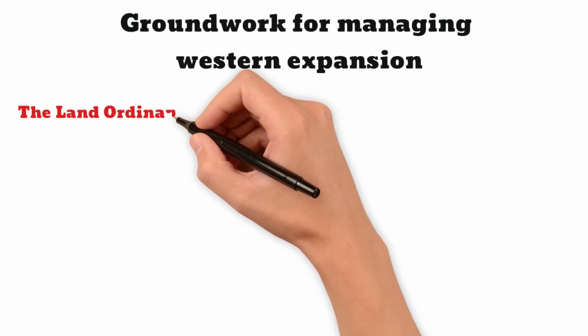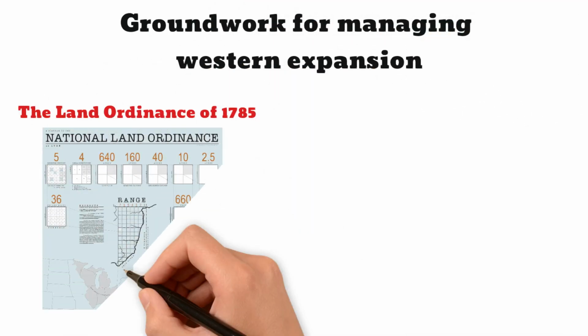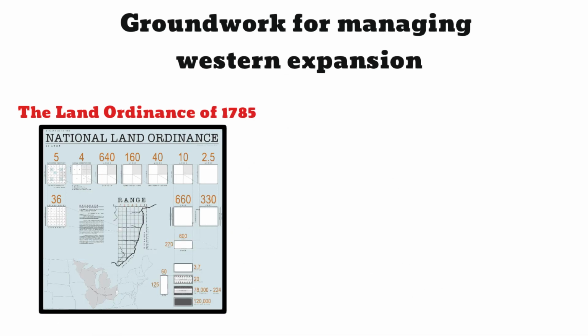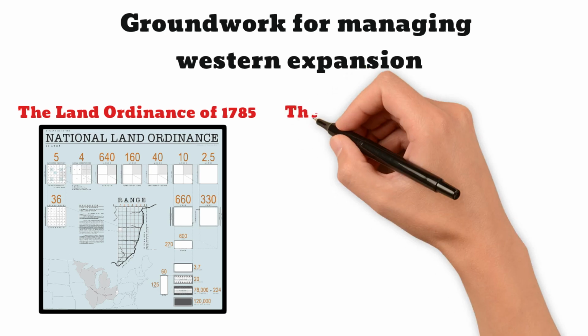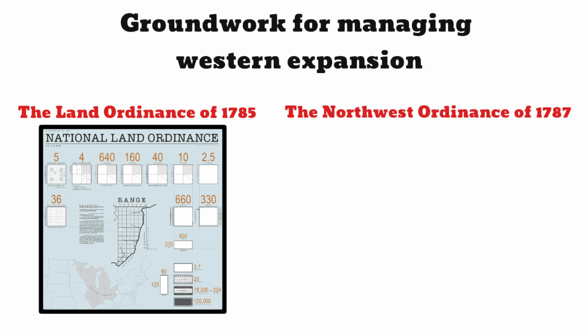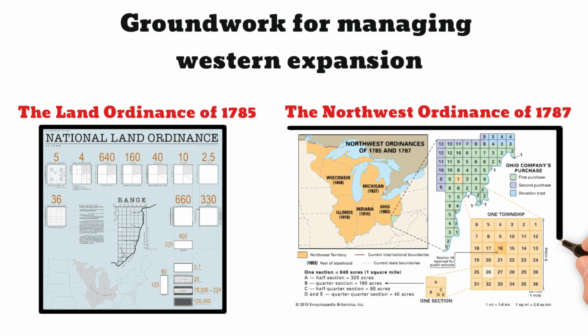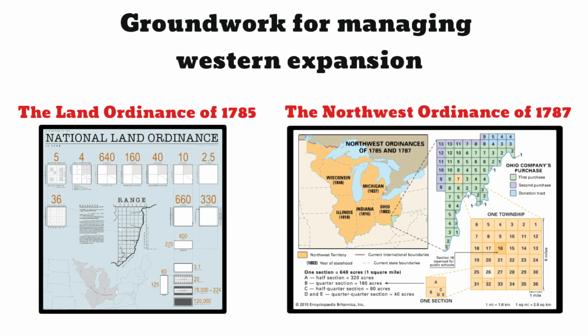Second, the Articles laid the groundwork for managing Western expansion. The Land Ordinance of 1785 created a standardized system for surveying and selling Western lands, promoting orderly settlement and funding public education. The Northwest Ordinance of 1787, another significant achievement, established a process for admitting new states into the Union, guaranteed civil liberties, and prohibited slavery in the Northwest Territory.